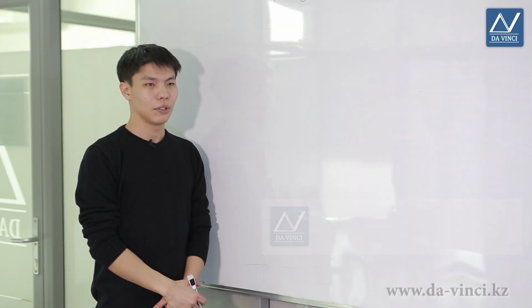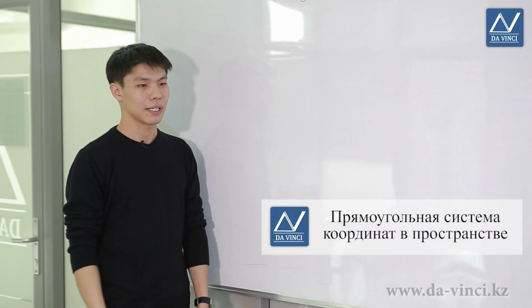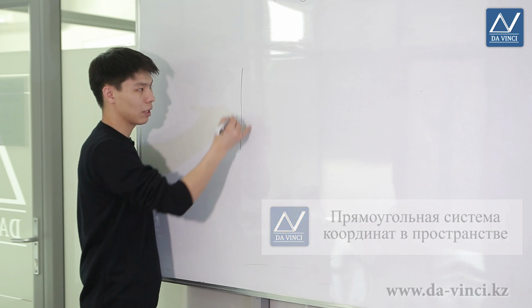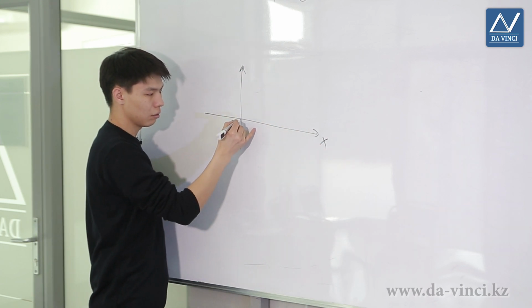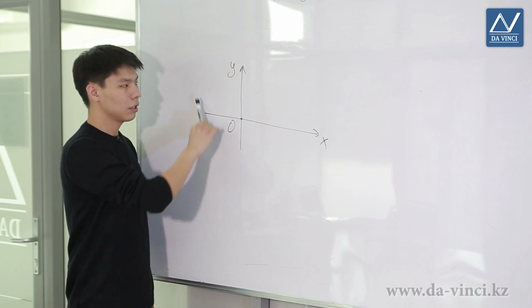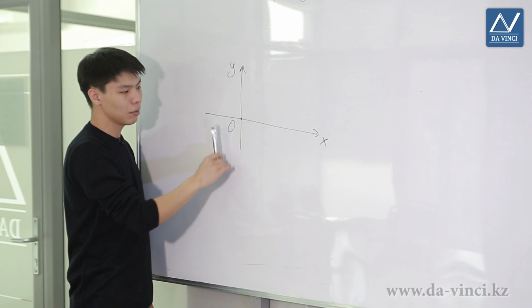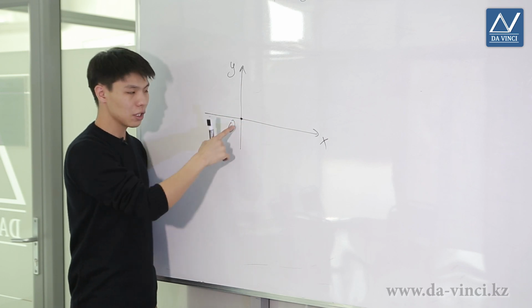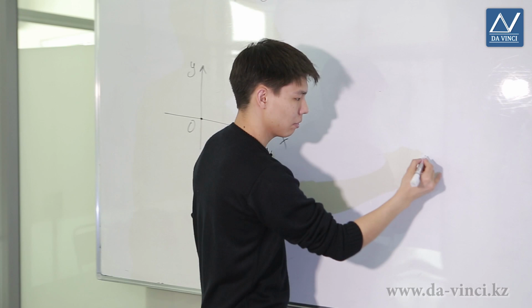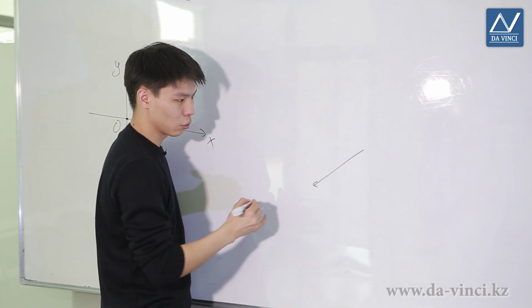Hi, the topic of this video lesson is rectangular coordinate system in space. You've probably heard about the rectangular coordinate system on a plane. We denote it as x, o, y. Since we have this one plane, we can consider this plane and draw a perpendicular to this plane at point O. Let's do it. Just draw this plane in a different way.